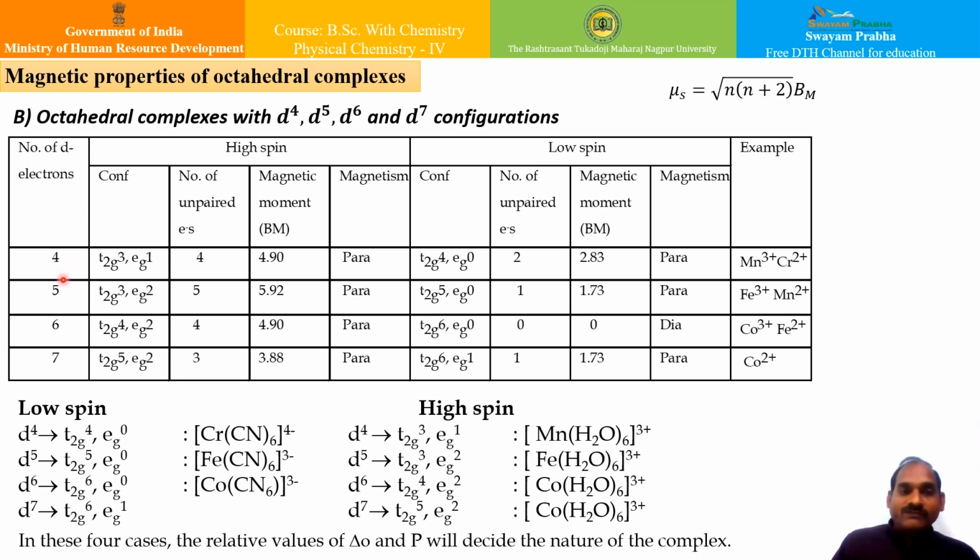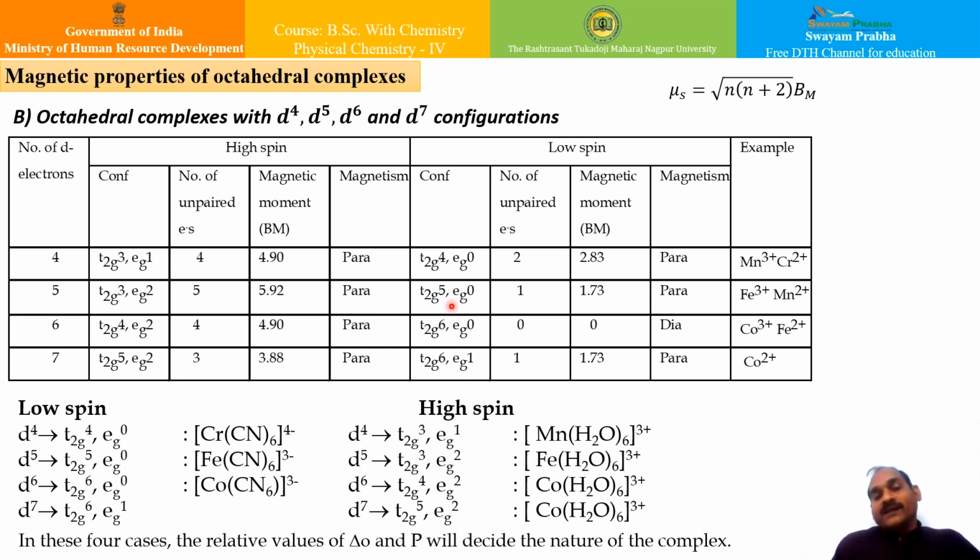You can see the number of d electrons, 4, 5, 6 and 7. For high spin complexes, the arrangement is t2g3 eg1 for d4. In case of d5, t2g3 eg2. In case of d6, t2g4 eg2. And in case of d7, t2g5 eg2. So the number of unpaired electrons is 4, 5, 4, 3. Accordingly, magnetic moment can be calculated over here, because since the magnetism is paramagnetic, the complexes will be high spin complexes.